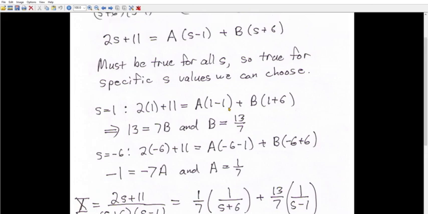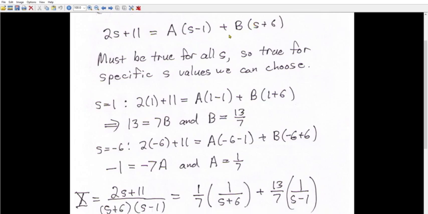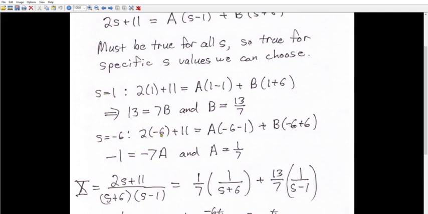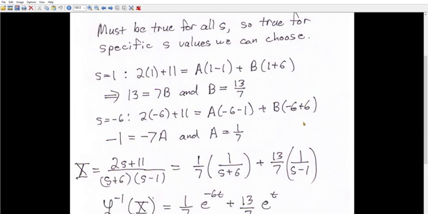Now another nice value to put in here is s equals minus 6, because that kills off the b term. And what we're going to get is 2 times minus 6 plus 11 equals a times minus 6 minus 1, and b times 0, which was the point of this. And this ends up being minus 12 plus 11, which is minus 1. This is minus 6 minus 1, which is minus 7. A ends up being 1/7.